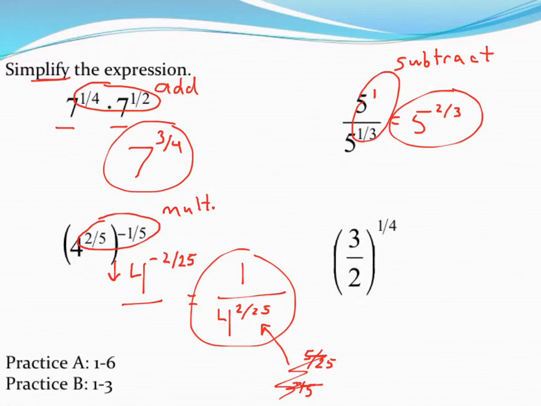All right, one last example we'll take a look at. This time we have a fraction raised to the 1/4 power. Well, since there's a single term in the parentheses, there's no plus or minus signs, I'm okay to distribute my exponent to the top and bottom of this fraction, leaving me with 3 raised to the 1/4 power over 2 raised to the 1/4 power. And that is as simplified as it can get.